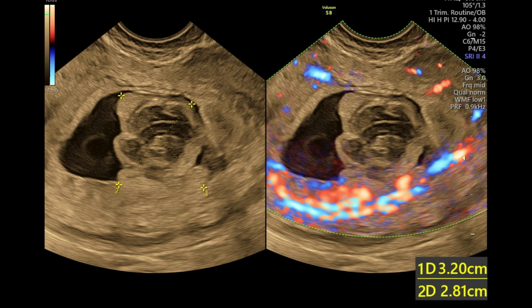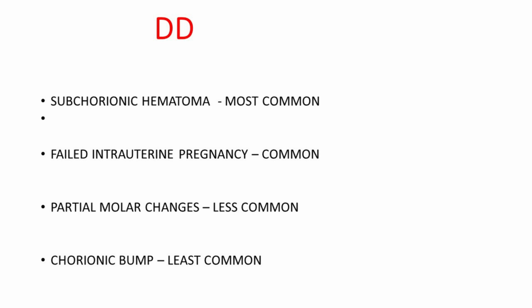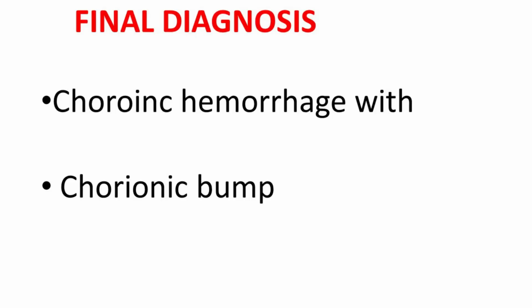Now we'll go to the differential diagnosis. The most common one we encounter always is subchorionic hematoma with failed intrauterine pregnancy, right? The second one, less common, is partial molar changes in single or twin gestations. And the least common one is chorionic hemorrhage, which is called chorionic bump. The final diagnosis is chorionic hemorrhage with chorionic bump.